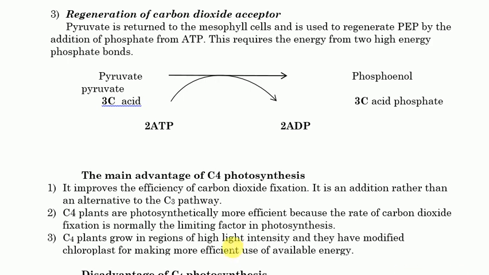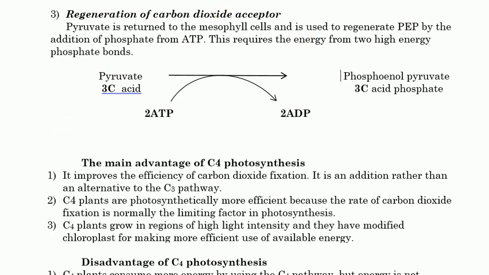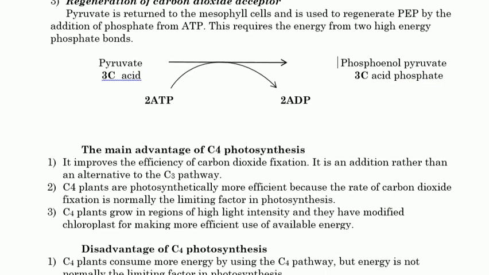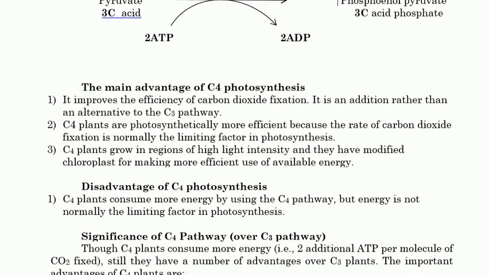So if you have pyruvate here, and then this is phosphoenolpyruvate. So if you have pyruvate here, a 3 carbon acid, and phosphoenolpyruvate is a 3 carbon acid phosphate. So you are using 2 ATP to do this reaction, as it has been shown in that diagram.